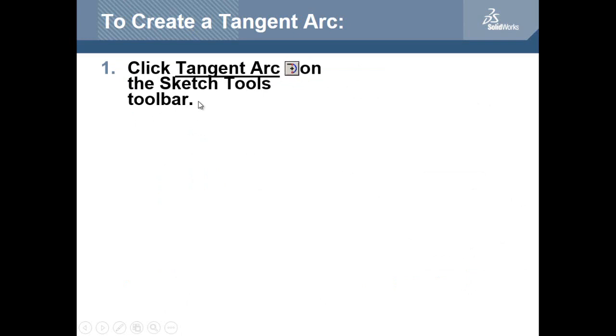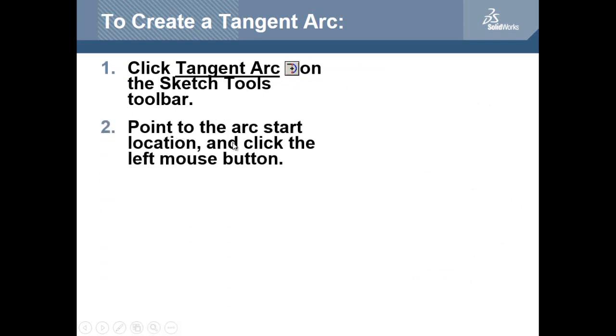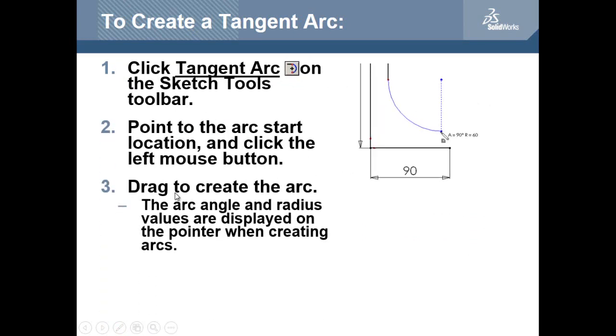Click tangent arc on the sketch toolbar. Point to the arc start location. Click the left mouse button. Drag to create the arc. The arc angle and radius values are displayed on the pointer when creating arcs. So here we have an arc being created, and it shows the radius, the center of the arc, and the radius coming through.